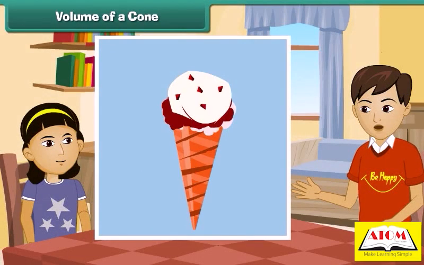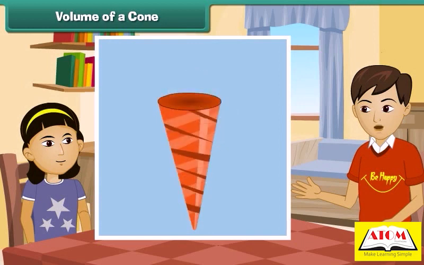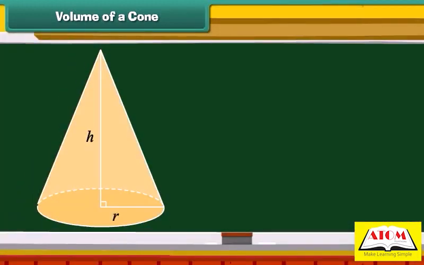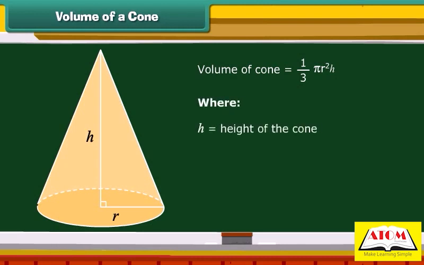Wow, yummy ice cream! Have you ever wondered how much ice cream it would take to fill up a cone? Have a close look at the cone. It has a round base which narrows to a point. Are you interested in measuring its volume? The volume of a cone is simply given by 1 by 3 pi r squared h, where h is the height of the cone and r is the radius of the circular base of the cone.